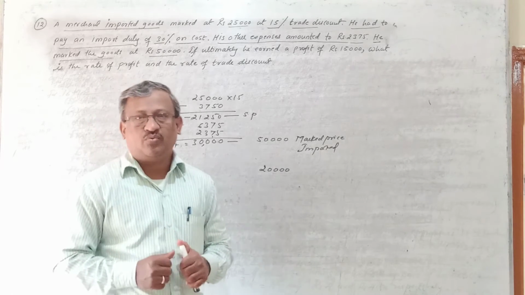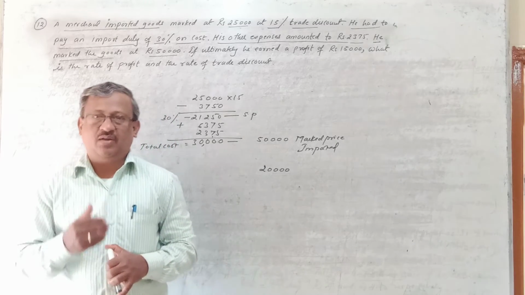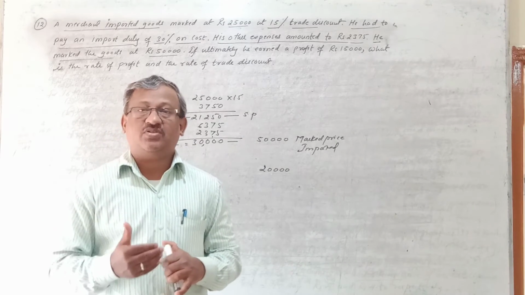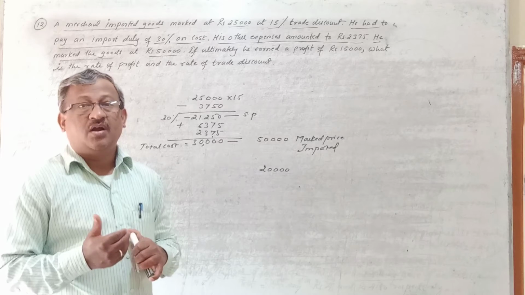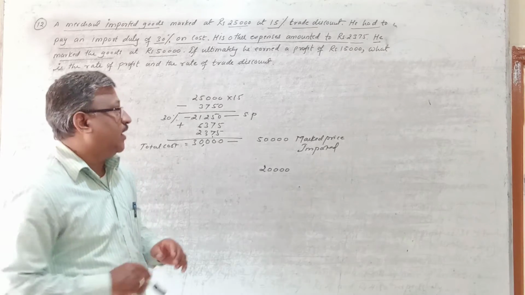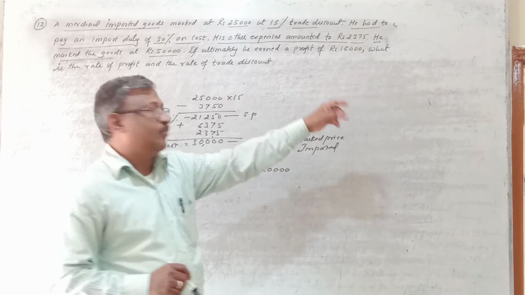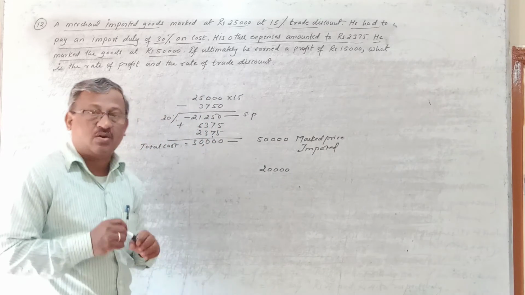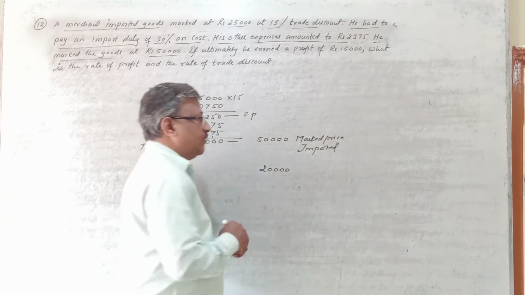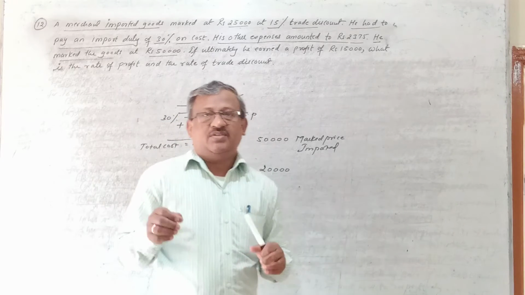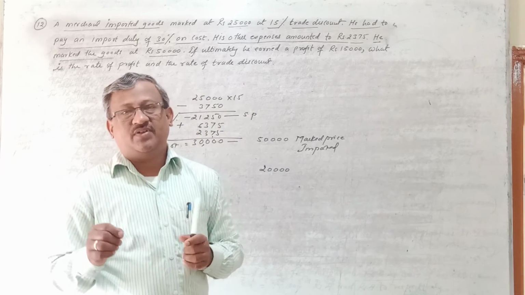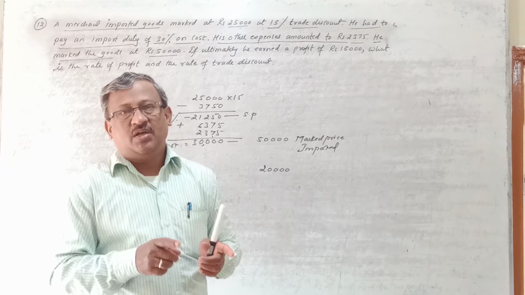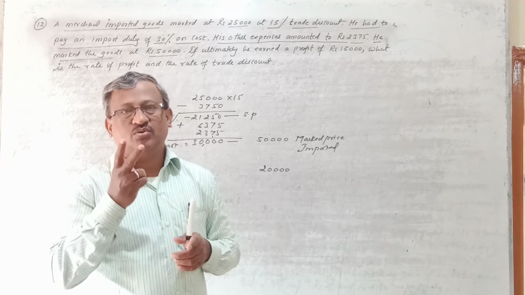Understood? Because if you want to calculate the rate of discount or rate of profit, first of all you must know what is the profit and what is the trade discount. So here we need not calculate the profit because in the problem they have already given the profit. Only here we have to find out the discount. And to find out the discount, trade discount is the difference between mark price and invoice price. If you want to calculate the trade discount, you must know these two prices.